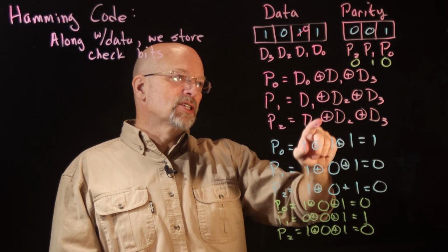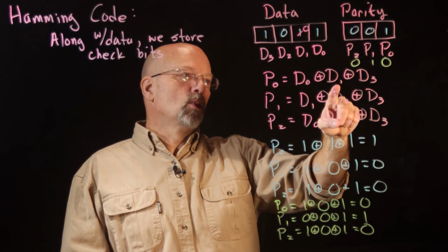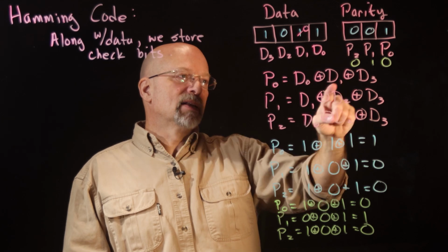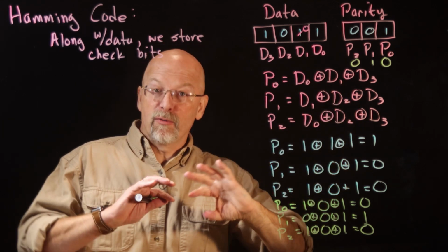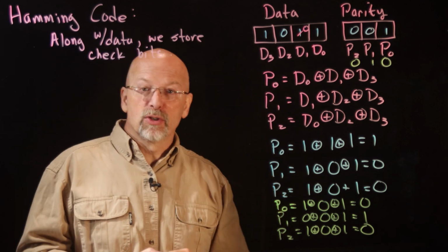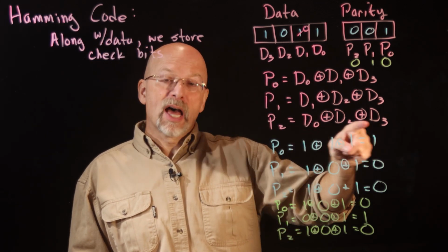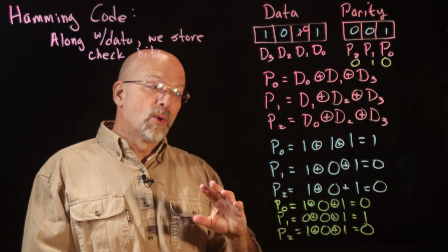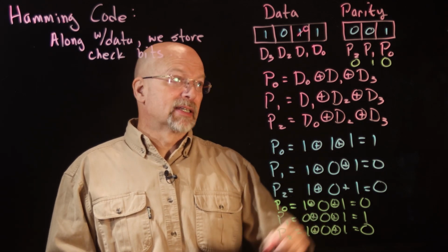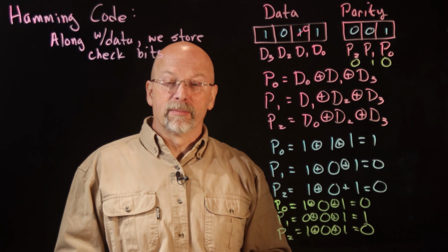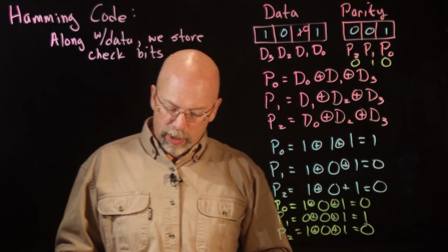Well, if you look at this list right here, we see that D1 is contained in both P0 and P1, so flipping that is going to change those 2 parity bits. But D1 is not a member of P2. So P2 should be unaffected, and P2 was unaffected. All right, let me try that again real quick.